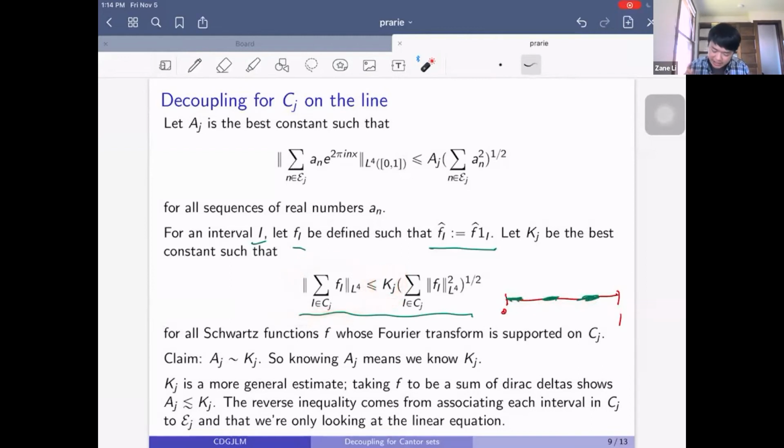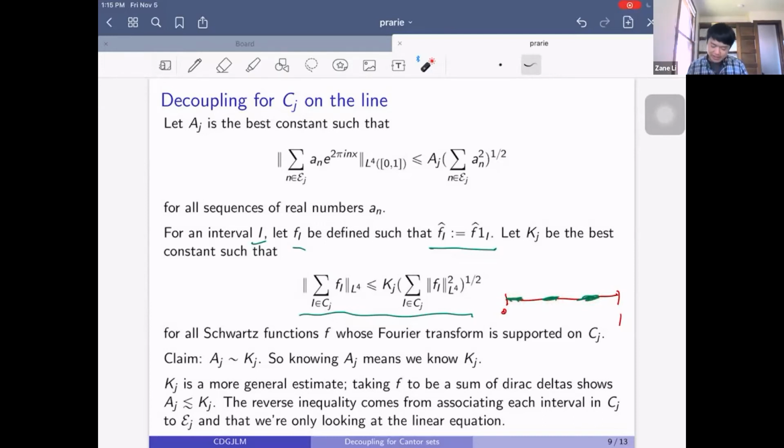K_j measures how much it costs to break up the L4 norm of the function that's supported on all these pieces into the L4 norm of each of its individual pieces. So K_j measures how orthogonal the function is on each of these individual pieces in Fourier transform.